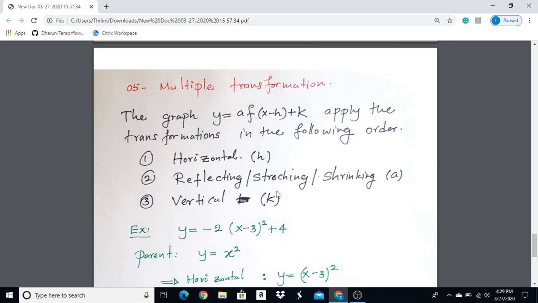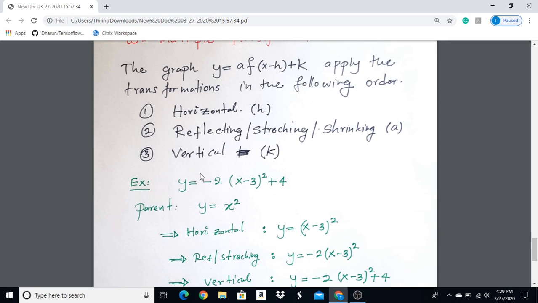Let's look at this example. Here I have given this equation, y equals negative 2 times (x minus 3) to the power 2, plus 4. You can see that we have multiple transformations, but if you want to draw the graph of this equation, first you need to identify the parent equation and then do the transformations according to this order. The parent function is y equals x to the power 2.